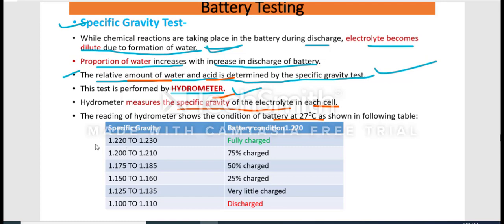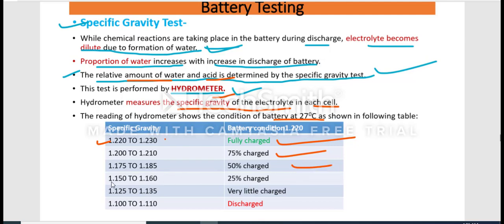If you observe here, if the specific gravity of the electrolyte is 1.220 to 1.230, then we can say this is a fully charged battery. There is no need of any maintenance of the battery if the hydrometer shows this type of reading. Then if the hydrometer shows a reading of 1.200 to 1.210, we can say 75% battery charged. If the hydrometer shows 1.175 to 1.185, then we can say 50% battery charged.